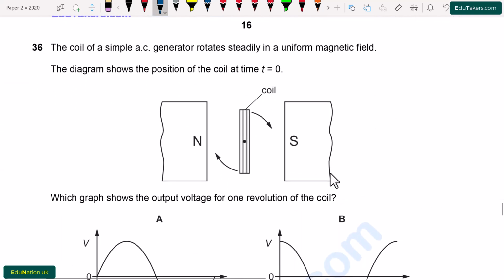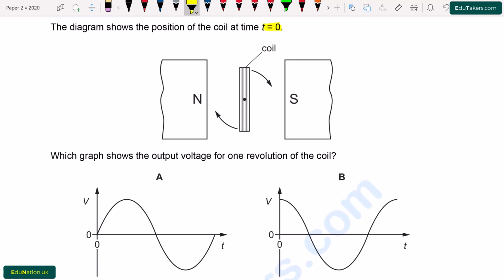Question number 36. The coil of a simple AC generator rotates steadily in a uniform magnetic field. The diagram shows the position of the coil at t equal to 0. So this is the position of the coil shown in this figure. Which graph shows the output voltage for one rotation of the coil?